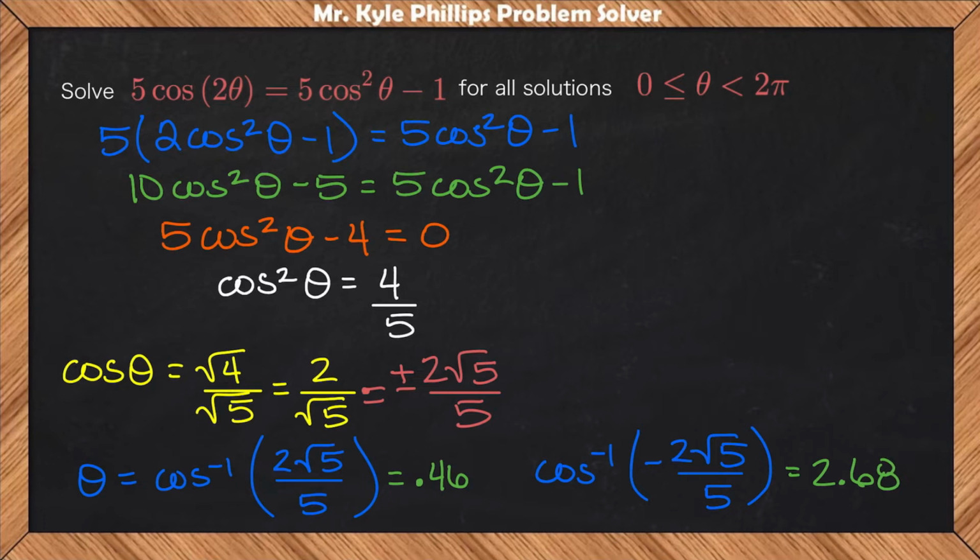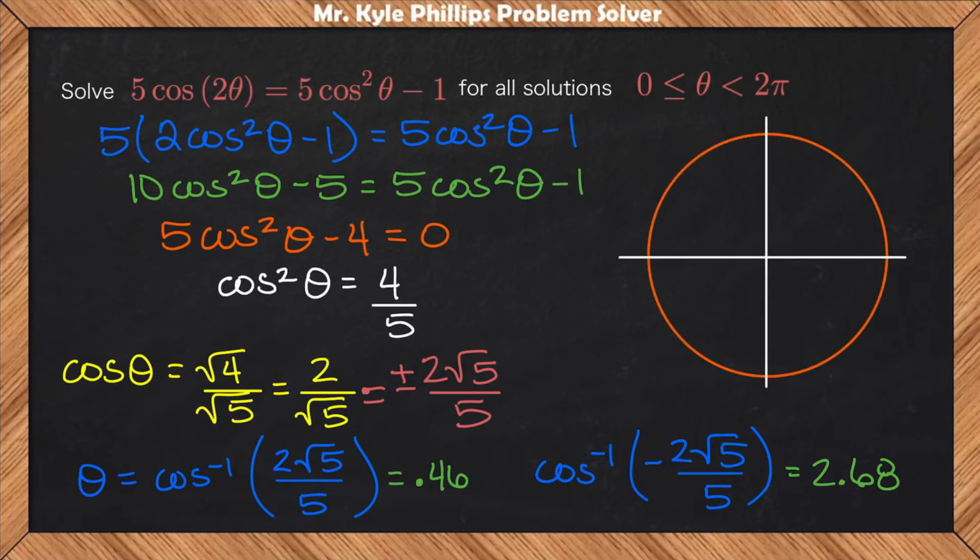Now, these are not the only solutions, while they're the only two that the calculator would generate. So to find the other solutions, we're going to have to look at the unit circle. So here I've constructed a rough unit circle. 0.46, this is a radian value. So we need to know, is that radian going to be in quadrant 1 or in quadrant 2? Well, we know that it's going to be in quadrant 1. So here, this is going to give us 0.46.